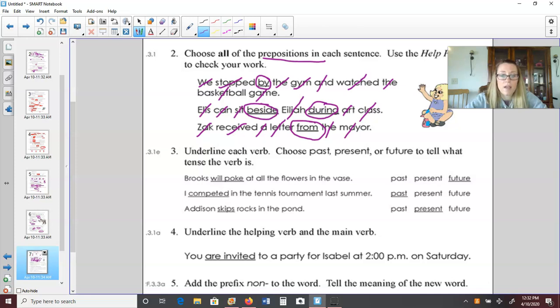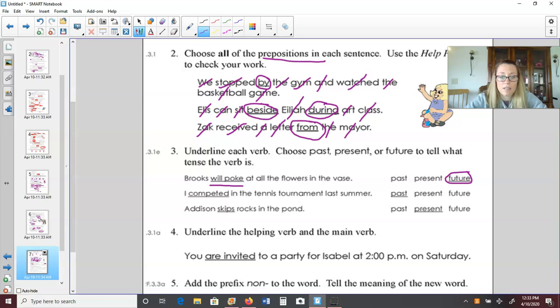Number three, underlining each verb and then choosing if it's past, present, or future. Brooks will poke at the flowers in the vase. Will poke is what Brooks is going to do. That's the action. And if he will poke, that means it's in the future. He hasn't done it yet.